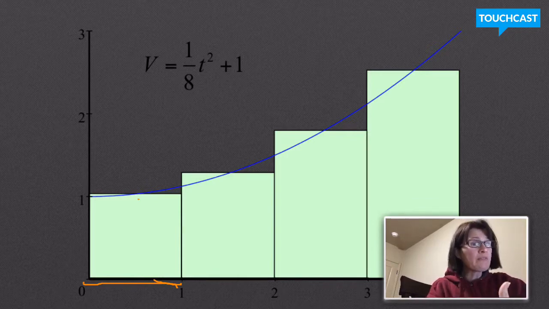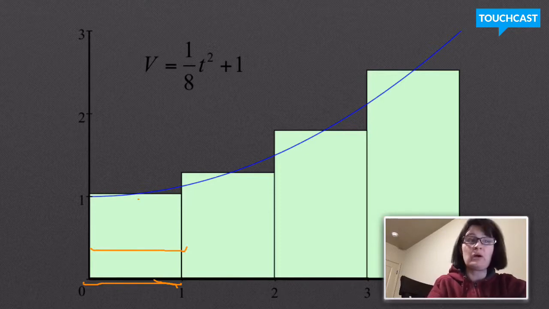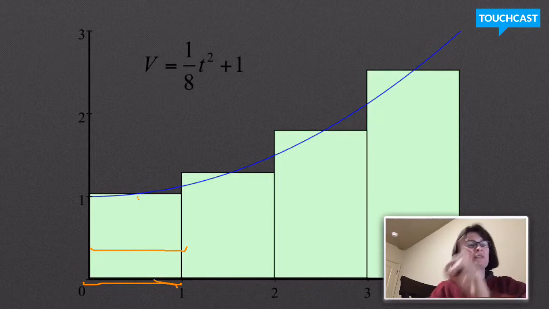If I change the order of integration, when I figure out the width of that rectangle, I'm subtracting 0 minus 1, and I get a width of negative 1. I'll still have a height. Now when I multiply width times height, I'm going to get the opposite of the area that I got if I was integrating from left to right.